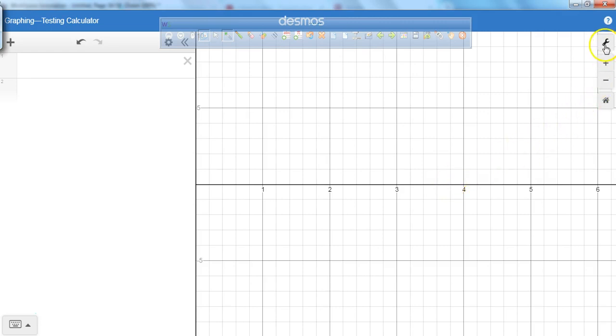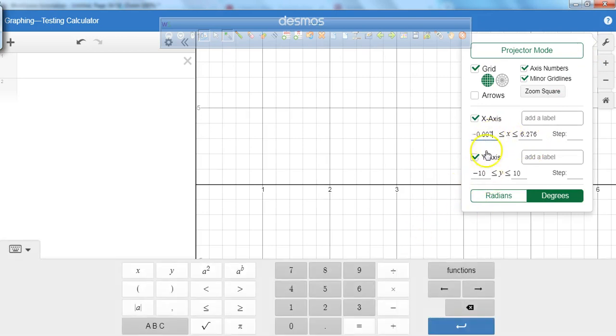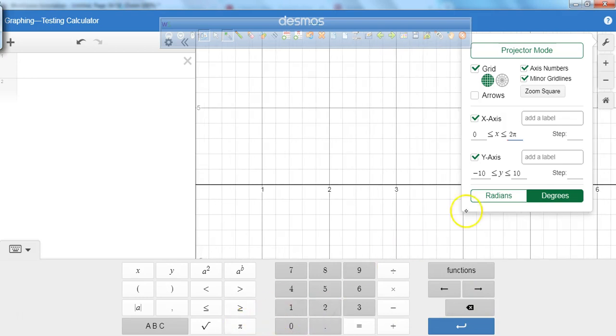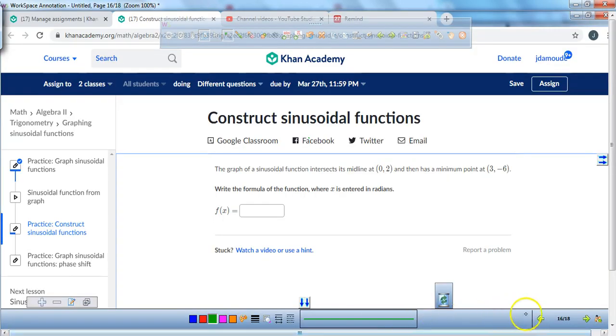One thing I want to make sure you do in Desmos is go to graph settings. Right here, on the x-axis, we're going to start at 0, and I'd like you to go from 0 to 2 pi. For the y-axis, you can keep it from -10 to +10. Make sure you're in radians, so click on radians. That'll help you be able to graph stuff. Also, make sure you have some graph paper handy, ready to go.